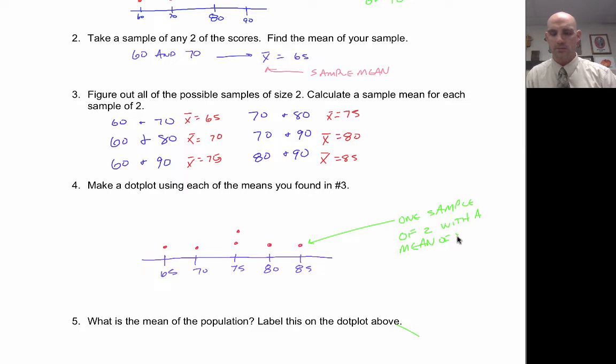of 85. And maybe you see how confusing this could be. You've got to really pay attention to what the dot plot is representing. Is it representing all the scores? Is it representing the population? Is it representing the sample scores? Or is it representing the mean, or a set of means from a set of samples? That's what I meant to say. So this is called a sampling distribution.